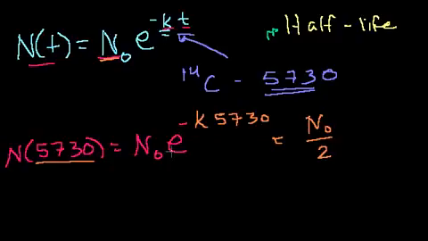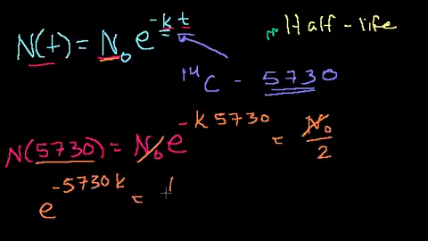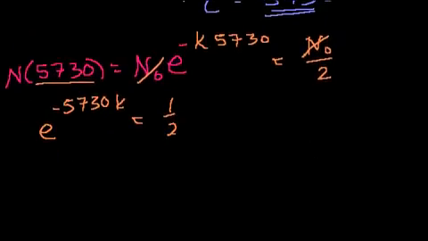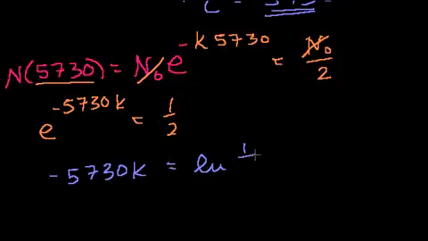So if we try to solve this equation for k, what do we get? Divide both sides by N naught, get rid of that variable, and then we're left with e to the minus 5,730k is equal to 1/2. If we take the natural log of both sides, what do we get? The natural log of e to the a is just a. So the natural log of this is minus 5,730k, which is equal to the natural log of 1/2. I just took the natural log of both sides.